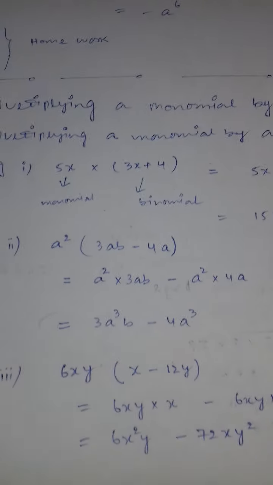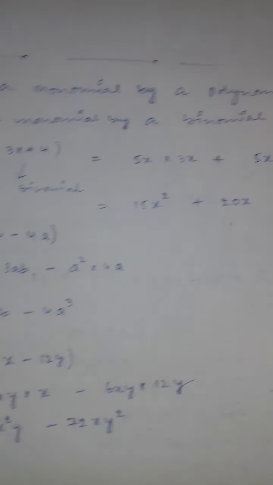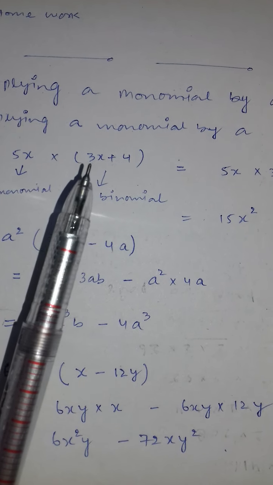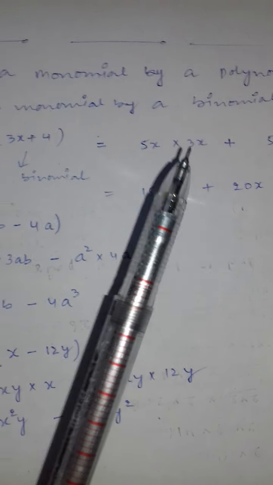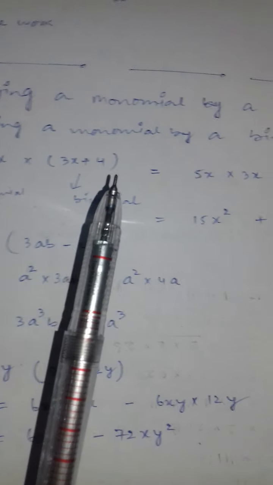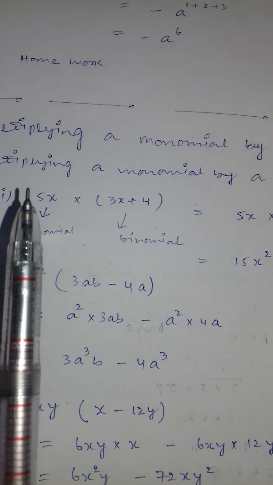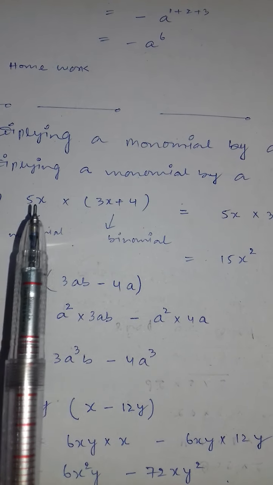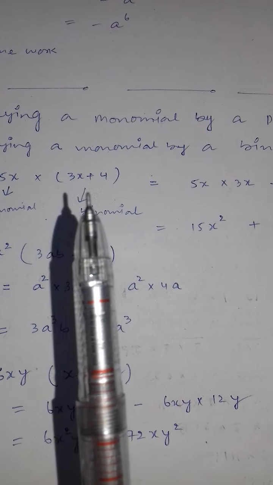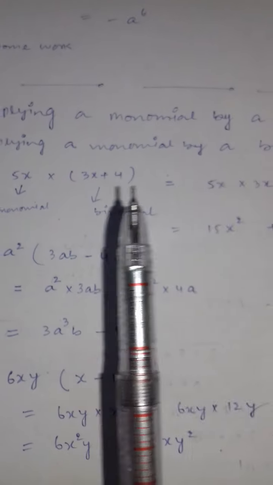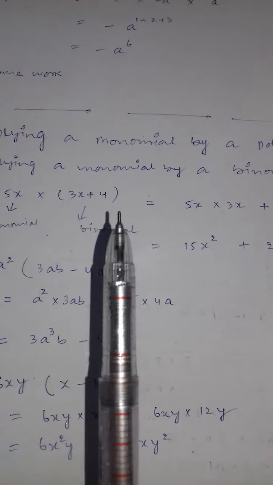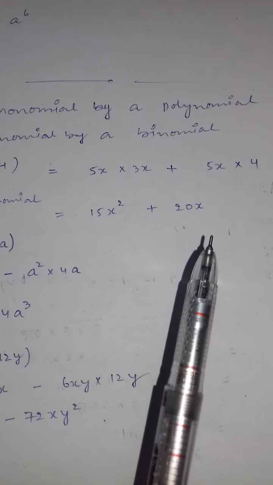Now how to multiply them? See what the procedure is. First of all, you multiply 5x with 3x, 5x into 3x, then whatever sign is there, you write down plus. Now 5x into 4. So you first multiply 5x with 3x, then 5x with 4. Term by term you can multiply, and after that you get the answer. So 5x into 3x is 15x square, plus 5 fours are 20x.